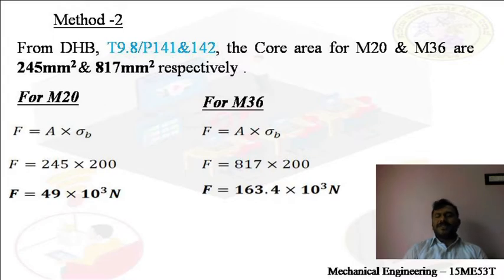For M20, force is equal to area into stress. Area is 245, that is taken from the data handbook, into 200. On calculating this, you will get 49 into 10 raised to 3 Newton. For M36 also, the core area is 817 into safe stress of 200 MPa, that is equal to 163.4 into 10 raised to 3 Newton. So in this problem, we have calculated the force that can be carried by M20 and M36 bolts.